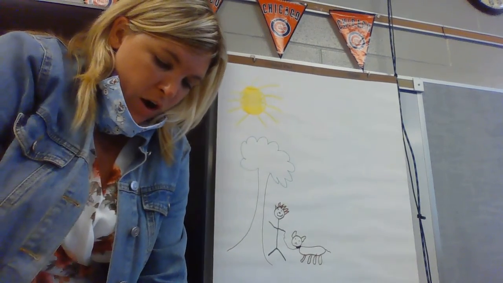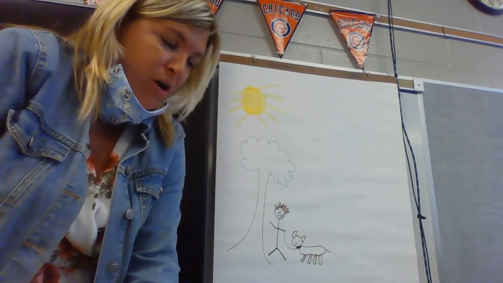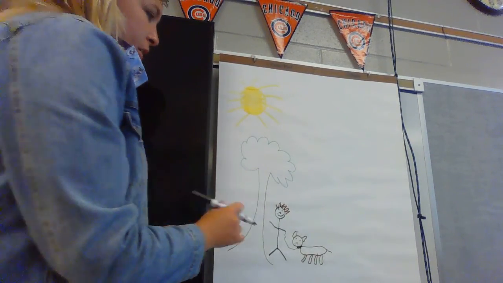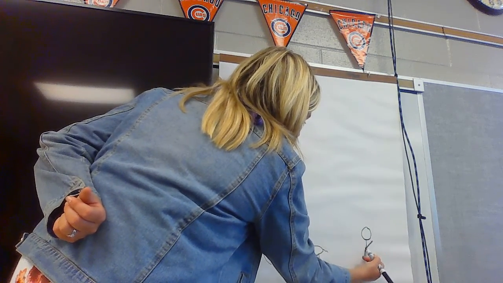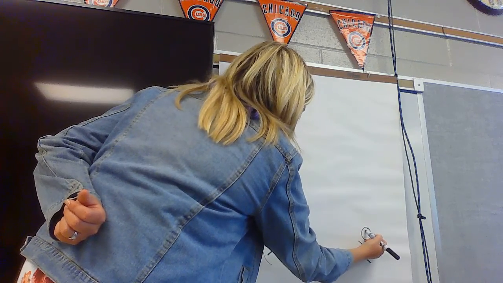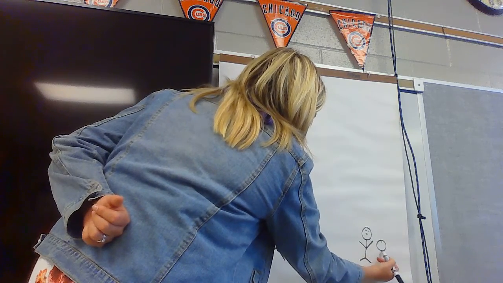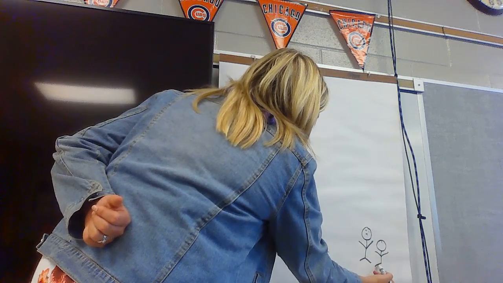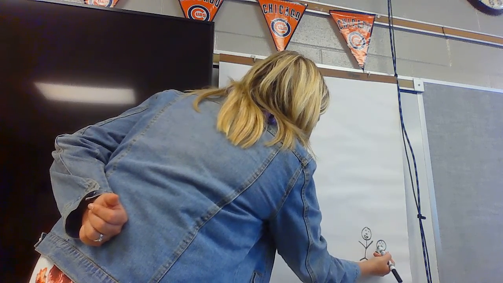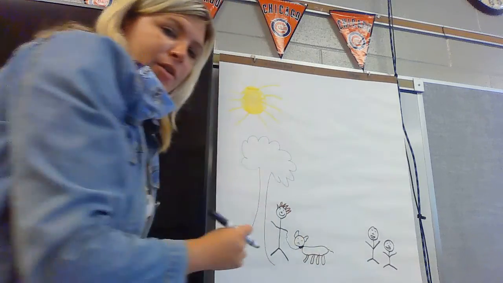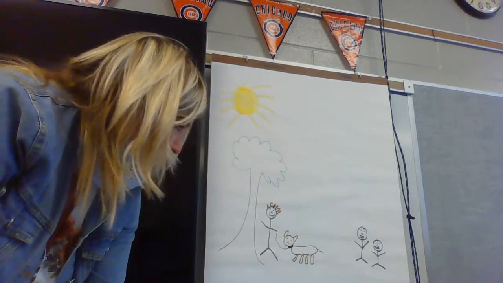Next, I'm going to draw some children at the park. My kids love going to the park when there's other kids to play with, okay? So over here, I'm going to draw some kids at the park. And do you think that they have a smile on their face, or do you think they have a frown on their face? You're right. They're going to have a smile because when we get to go to the park, we like to have fun. Okay? So we are smiling at the park. So you can see that. And then we probably need to give them some hair.